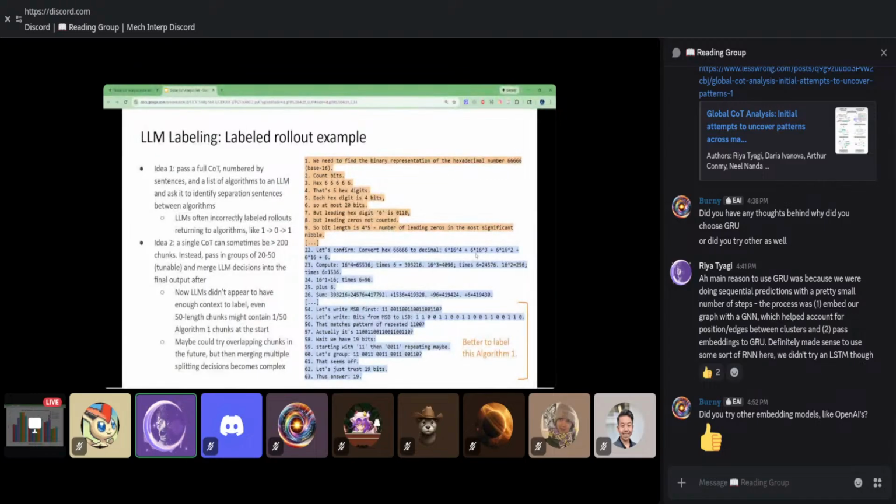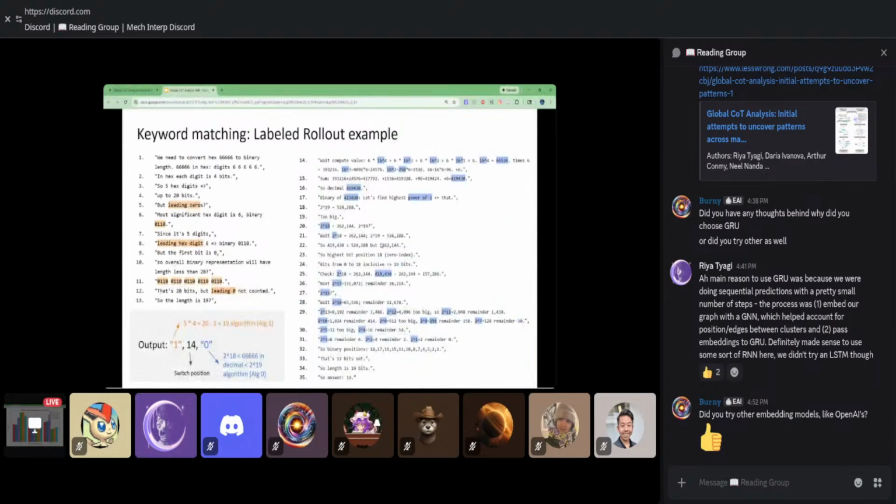Like you get 0, 1, 0, 1, where 0 and 1 are two different methods to solve this particular question. And models are surprisingly bad at labeling these. Here's an example where this fails. They are bad at switching back to the previous label. Versus keyword matching is really good at this.